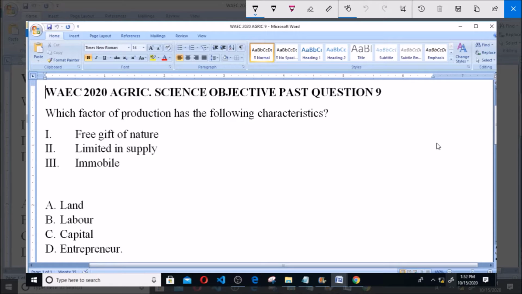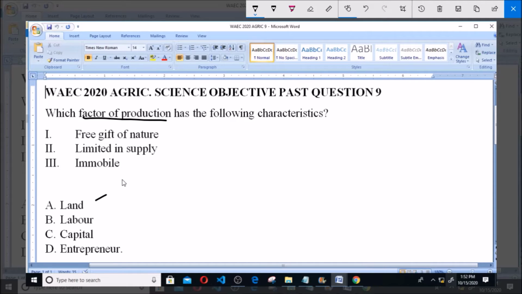Which factor of production has the following characteristics? So you have three characteristics. 1. Free gift of nature. 2. Limited in supply. 3. Immobile. Now option A, land. B, labor. C, capital. D, entrepreneur. So you have factors of production given to you as the options, and you have to pick out the one which has these characteristics: free gift of nature, limited in supply, and immobile.